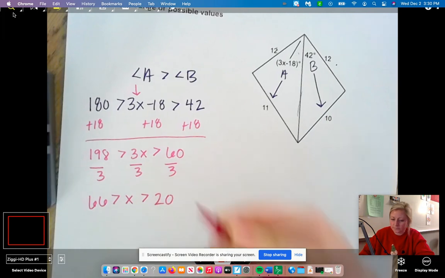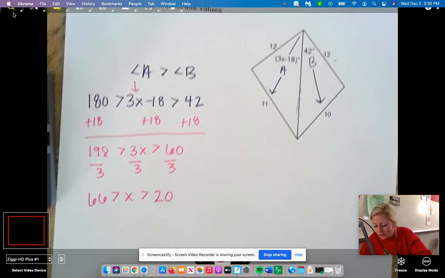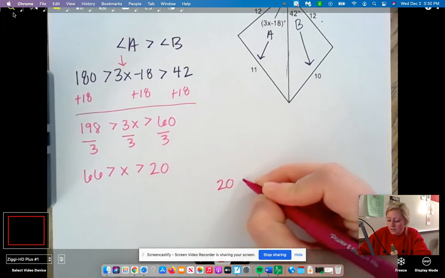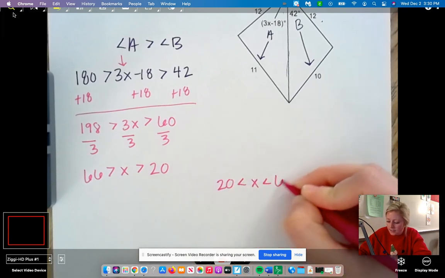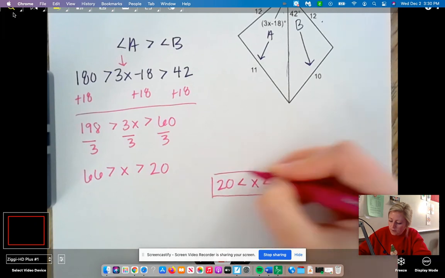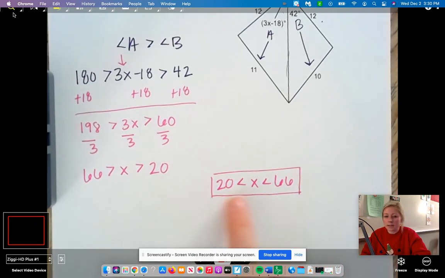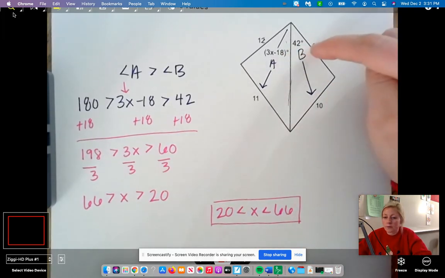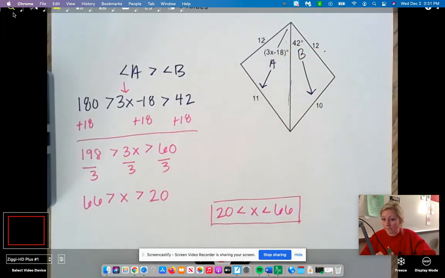20. And again, just because we should have it going in ascending order, we'll put 20 is less than x, which is less than 66. So just to reiterate, any number between 20 and 66, if you plug it into here, will give you a number greater than 42.